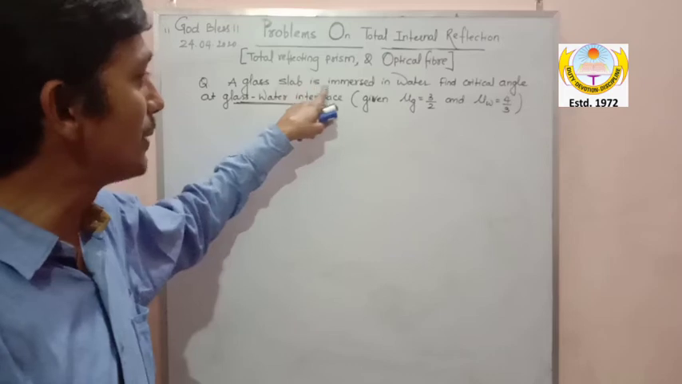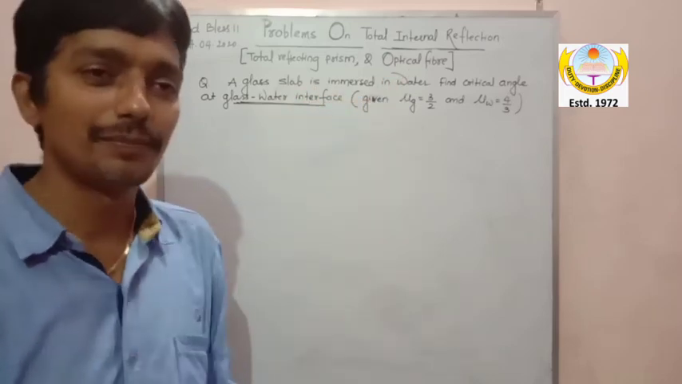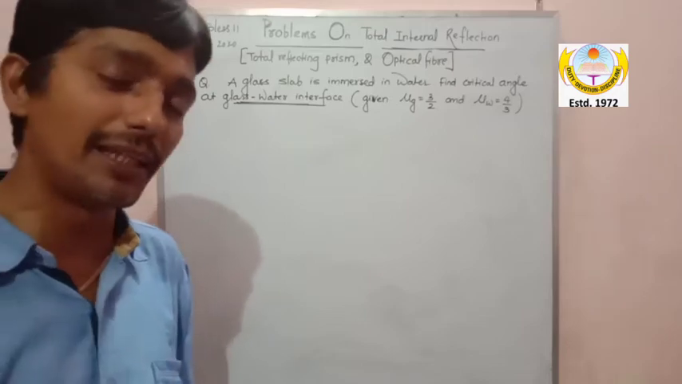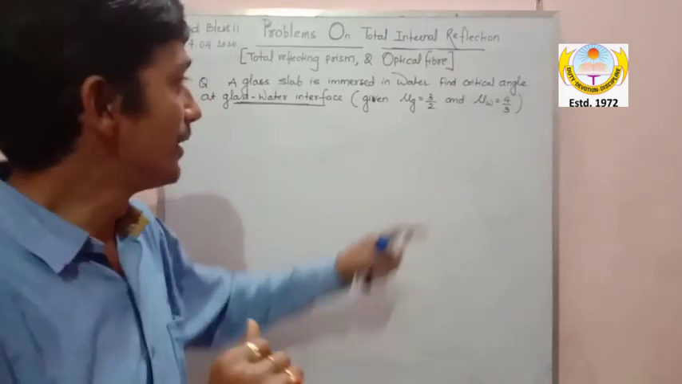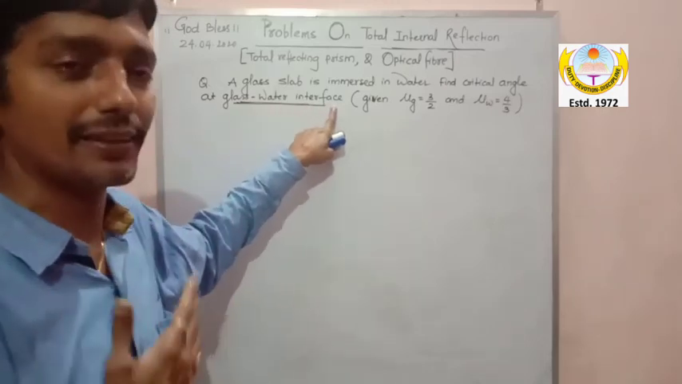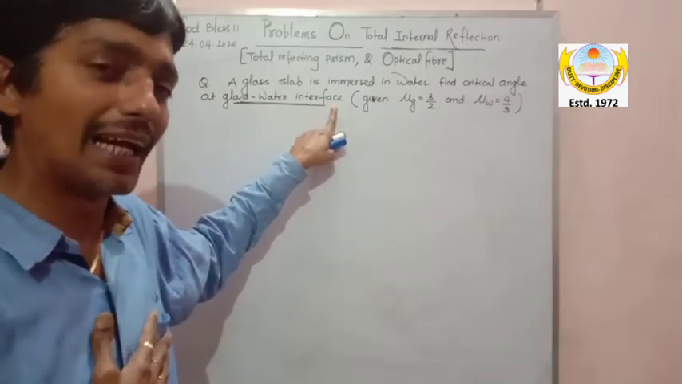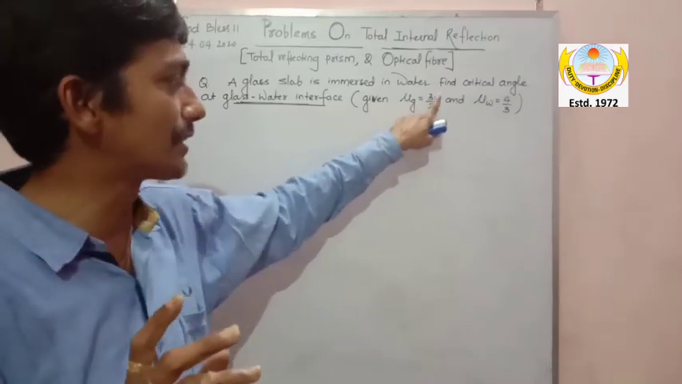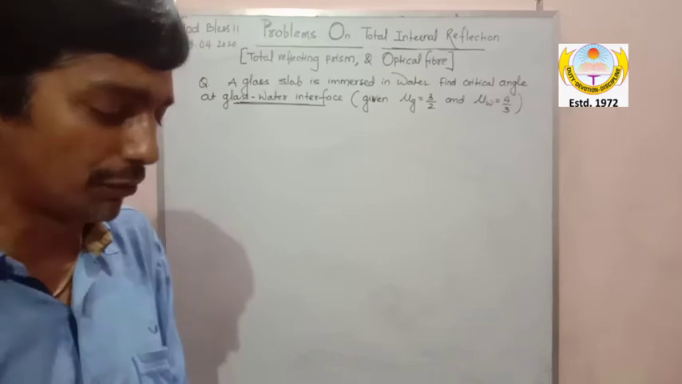A glass slab is immersed in water. See, try to understand the question. A glass slab is immersed in water, right? Find the critical angle at the glass water interface, given the refractive index of glass is 3/2 and the refractive index of water is 4/3.